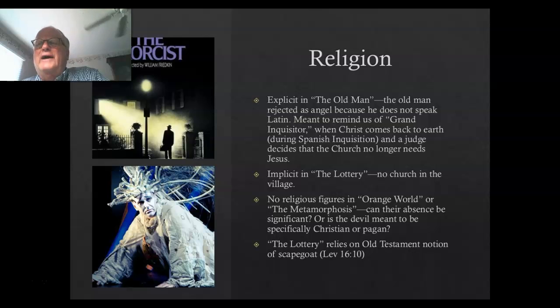I've already talked about the fact that Old Man with Enormous Wings in part relies on this notion of the Grand Inquisitor, this Dostoevsky story about Jesus coming back to Earth. The Lottery is interesting because in that story, there are no authority figures at all. The guy who runs the lottery is the coal merchant. He owns the store that does the coal stuff, and he organizes various town activities. There's no sheriff, there's no marshal, there's no mayor, there's no police force, and most importantly, there's no church.